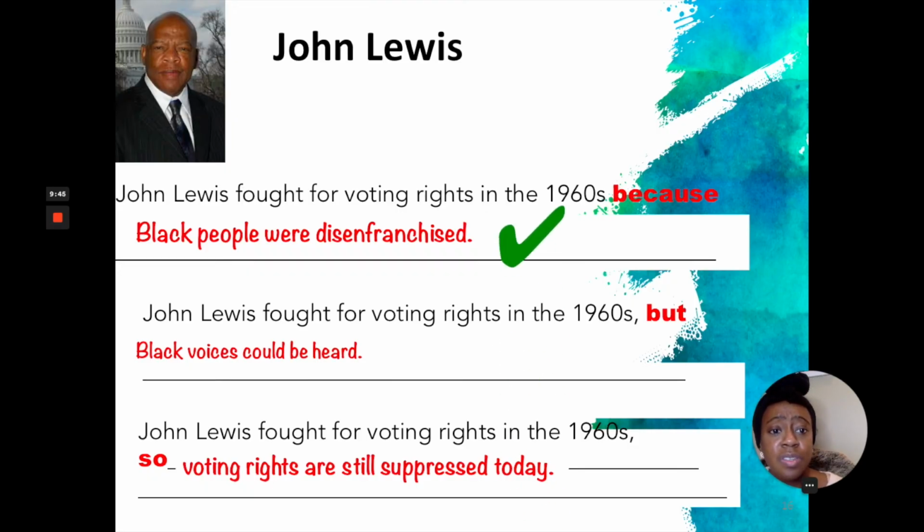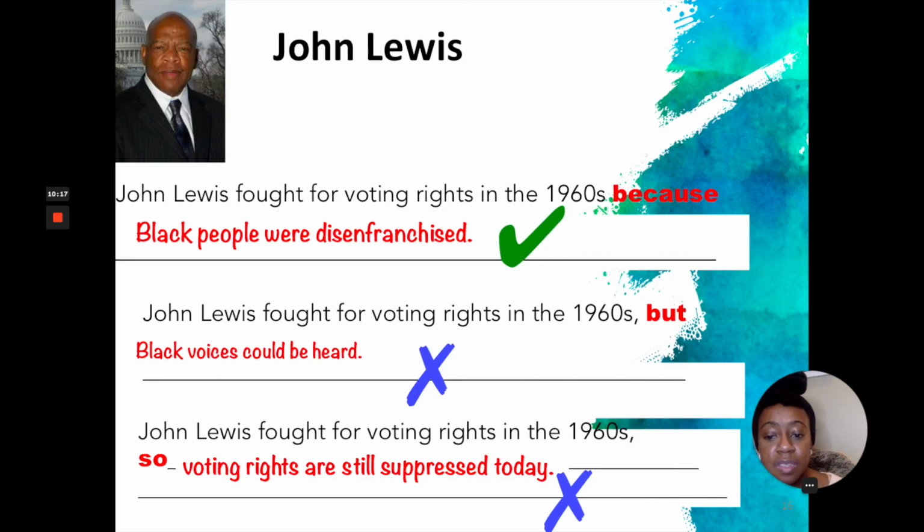Okay, so the first one is correct. That makes sense. That tells us the reason why John Lewis was fighting. However, the next two seem a little wonky. Okay, so John Lewis fought for voting rights in the 1960s, but Black voices could be heard. He was fighting for Black voices to be heard, and because they weren't, so that's wrong. And then the last one, so voting rights are still suppressed today. That doesn't make any sense, okay?